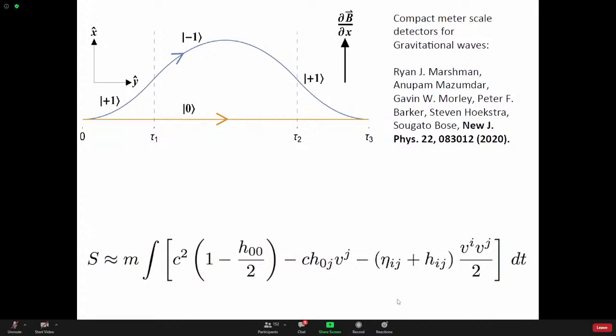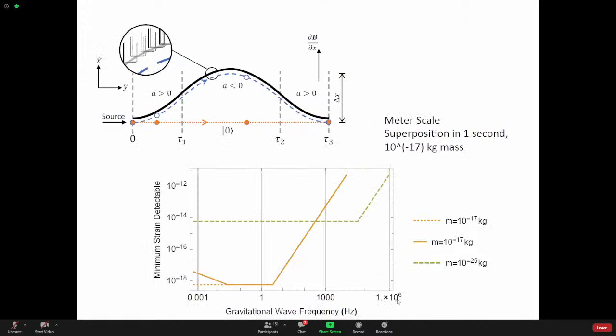Okay. So maybe I just highlight the point that if you went to slightly smaller masses now, with the same mechanisms, it would still be very hard, but presumably if you could prepare such a thing, you could get a meter scale superposition of a 10⁻17 kg mass.